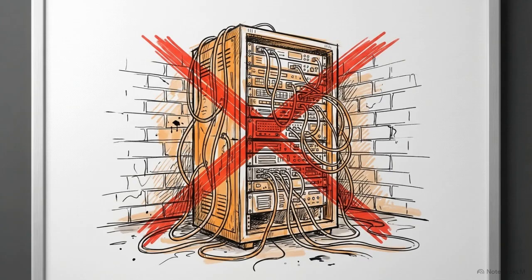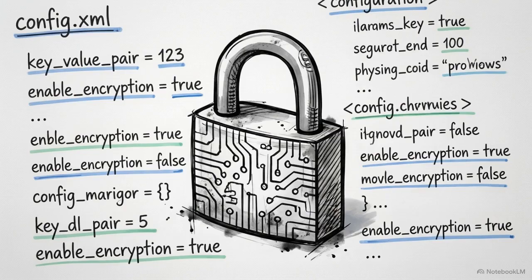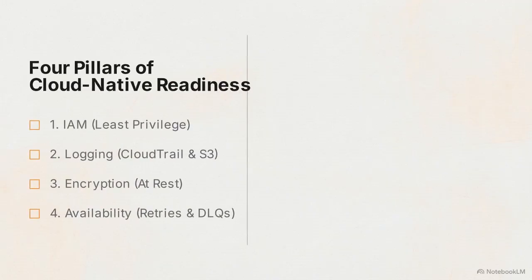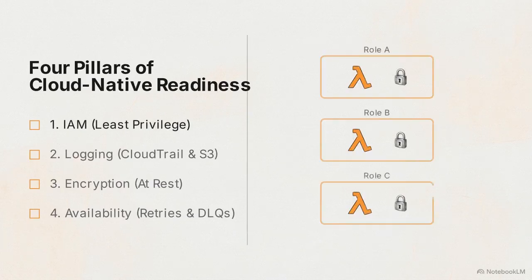Traditional IT checklists rely on physical perimeters, like servers and network firewalls. Those do not apply here. In a serverless setup, your configurations and your code dictate your security posture. Let's review the 4 pillars of cloud-native readiness. Pillar 1: a distinct role for every individual Lambda function, rather than relying on shared permissions.